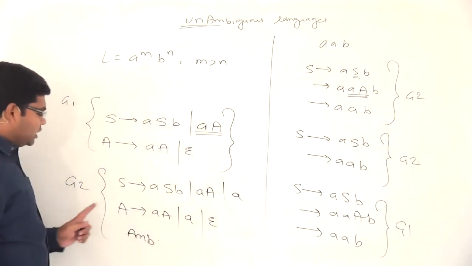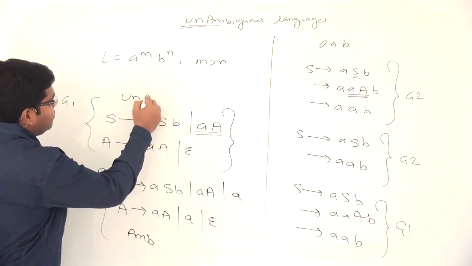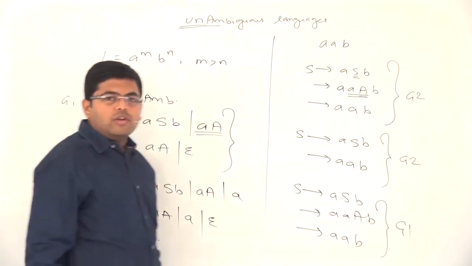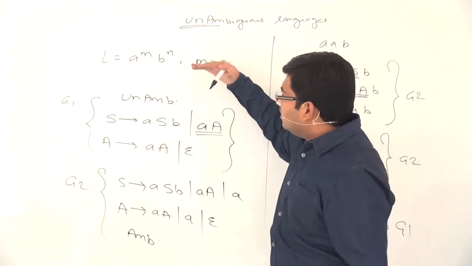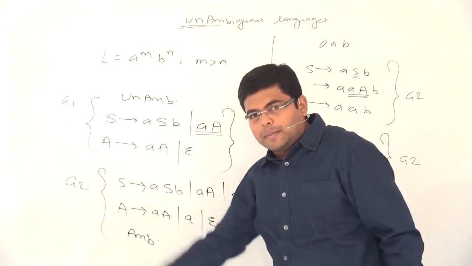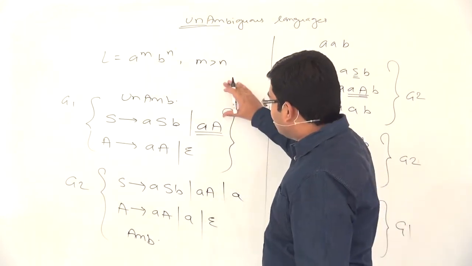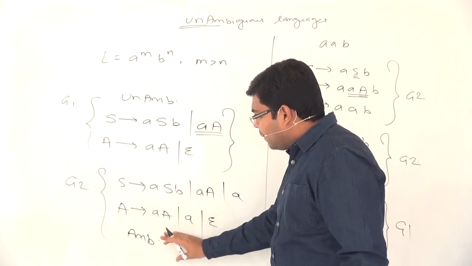So as far as G2 is concerned, it is ambiguous and G1 is unambiguous. And again we can see that a given language can be represented with multiple grammars. Some of the grammars may be unambiguous, some of the grammars may be ambiguous.